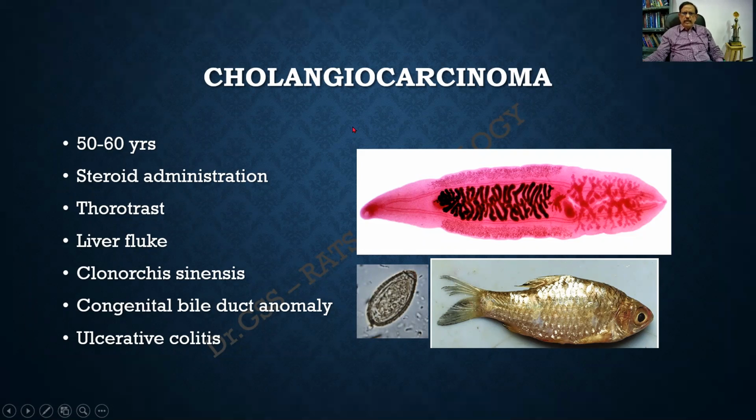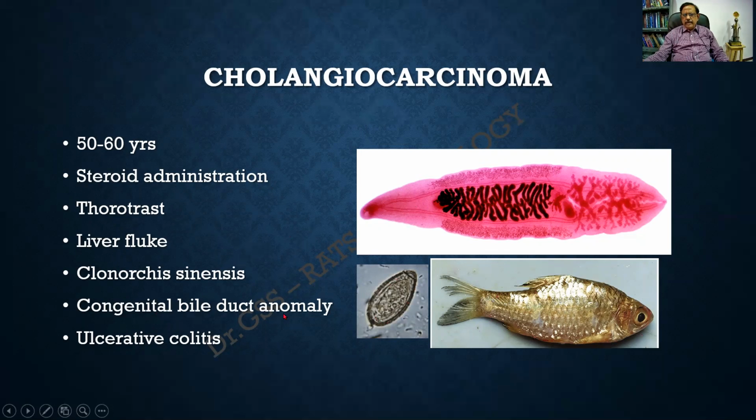The next major tumor will be the cholangiocarcinoma. It occurs in individuals over 50 to 60 years, associated with steroid administration. R.A.T.S is one. It is a contrast dye that was used for X-rays. It has been banned, that was resulting in malignancies. Another important cause will be the liver fluke or Clonorchis sinensis. It is a picture of it, and it is colloquially called the fish tapeworm, and this is the egg of it. More of a parasitology topic, but then important. This can cause obstruction of the biliary duct and then lead to malignancy.